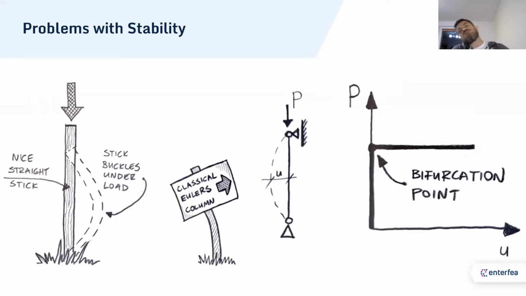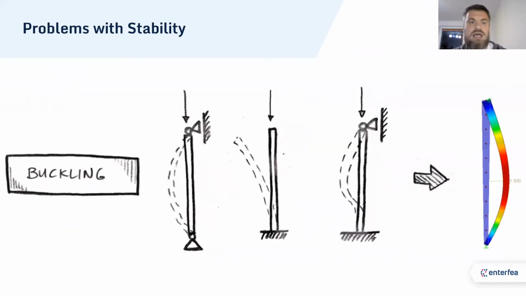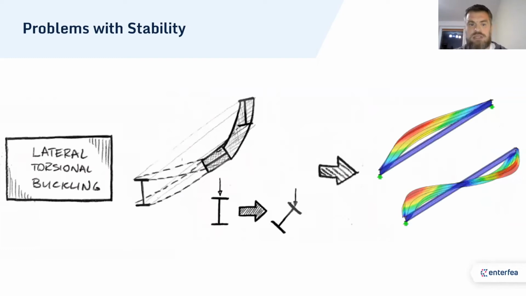So when I talk about stability, people instantly think about the classical Euler's column, the bifurcation, the stuff where when I press, things will run away from the load. That would be the classical buckling. And of course, that's true. This can happen in your model, and you have to be aware of it. But of course, you can also have lateral torsional buckling. This is what happens when a beam in bending fails due to stability instead of stress.